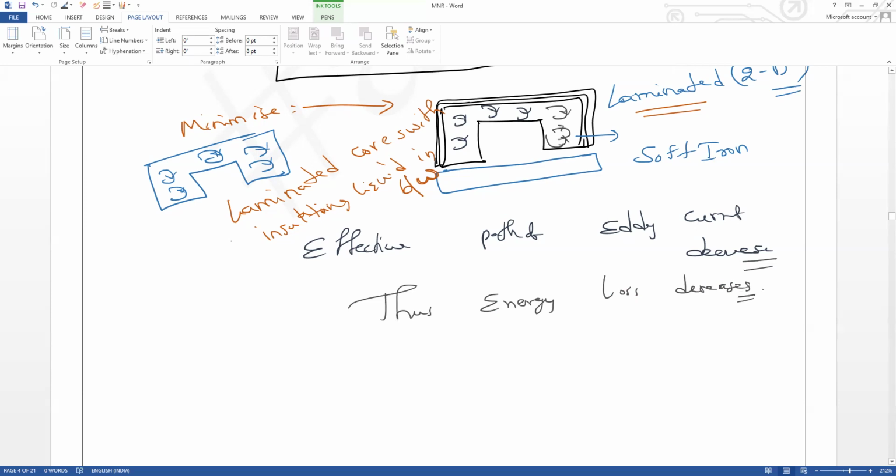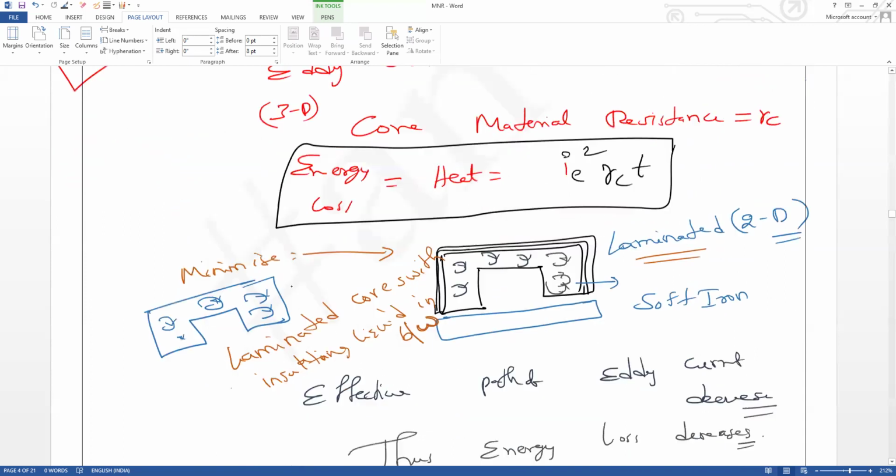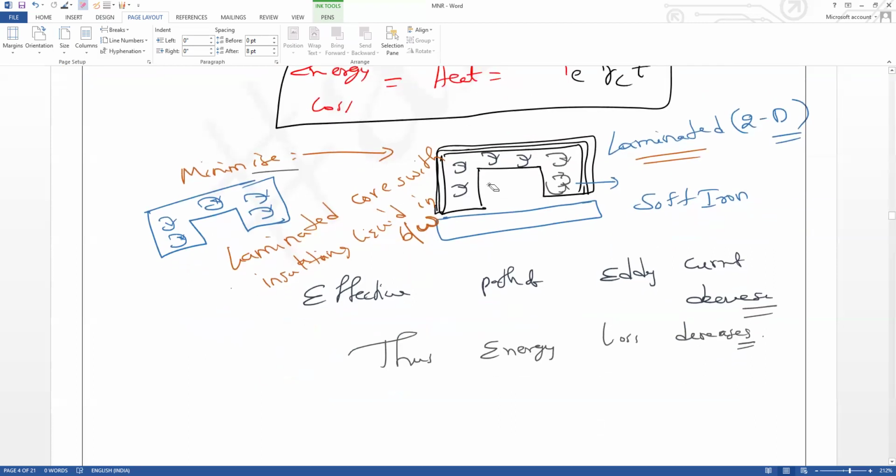All of you understand? So these are the 4 effective reasons why energy is lost in transformers. But with these methods, we cannot make the energy loss zero. There will be a minimum. We can reduce the energy loss from maximum to minimum, but we cannot make it zero. So that is what you have to remember.